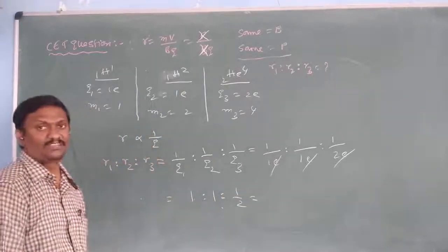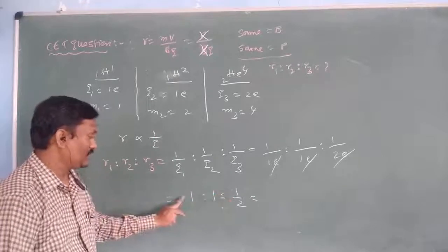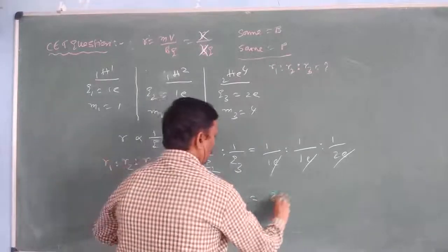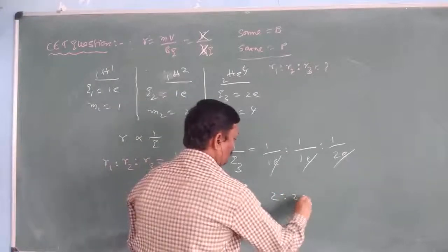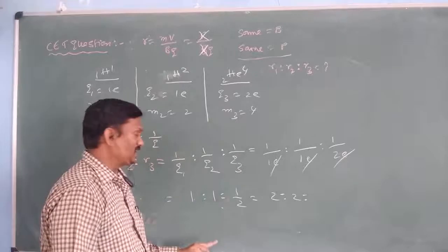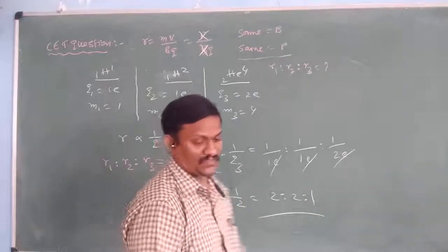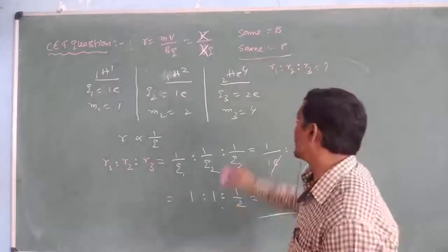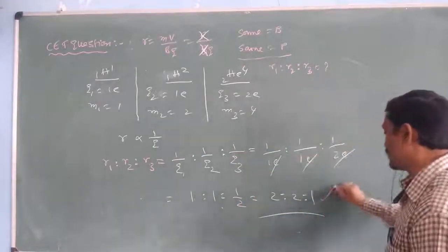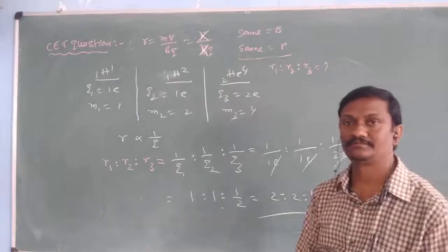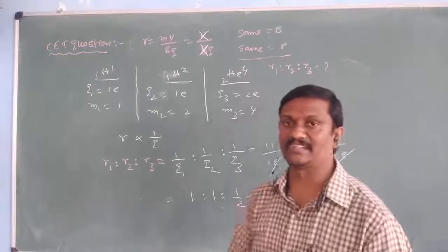Now multiply with 2. Every term is multiplied with 2. Here 2 ones are 2. Here also multiply with 2. Here also multiply with 2, 2 by 2 gives 1. So when 3 particles enter perpendicular to the same magnetic field with the same momentum, the radius ratio is 2:2:1. So it is one more condition based on the radius of charged particles.